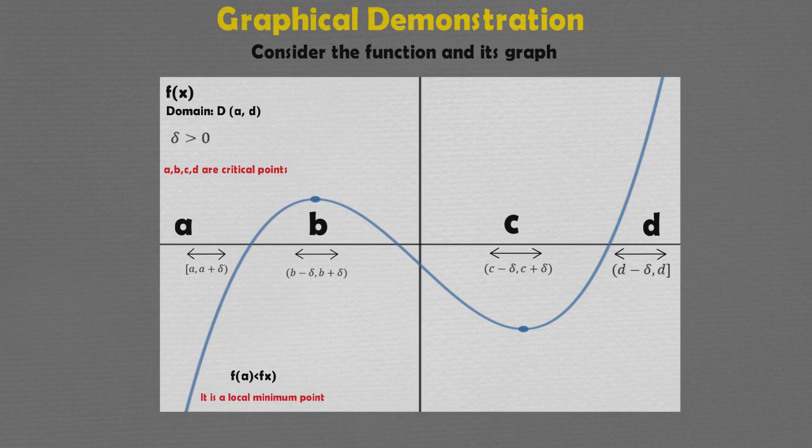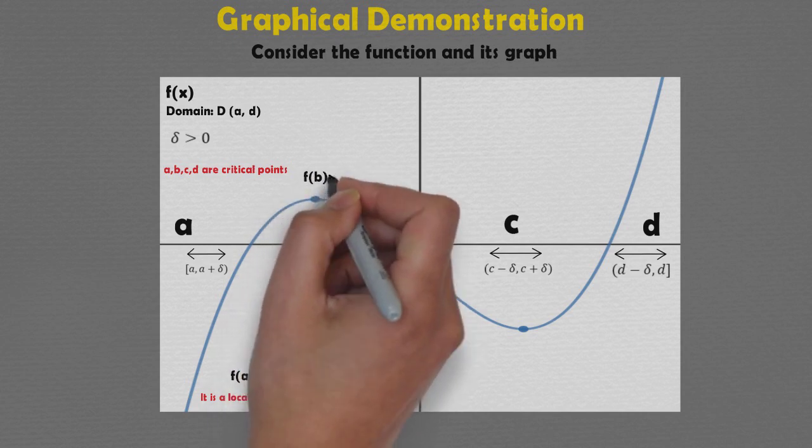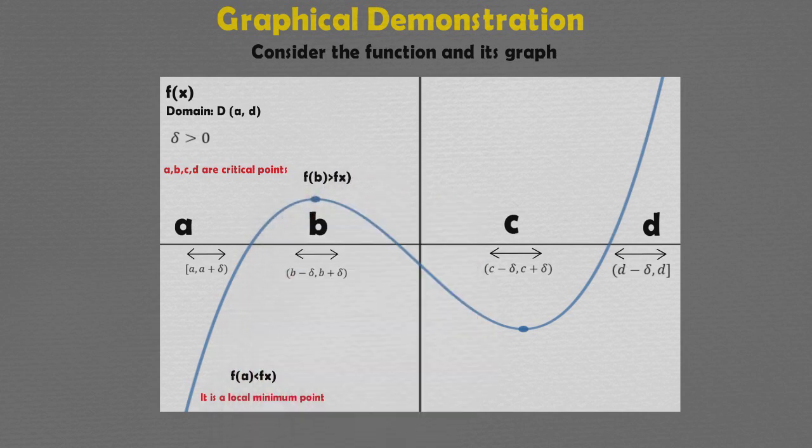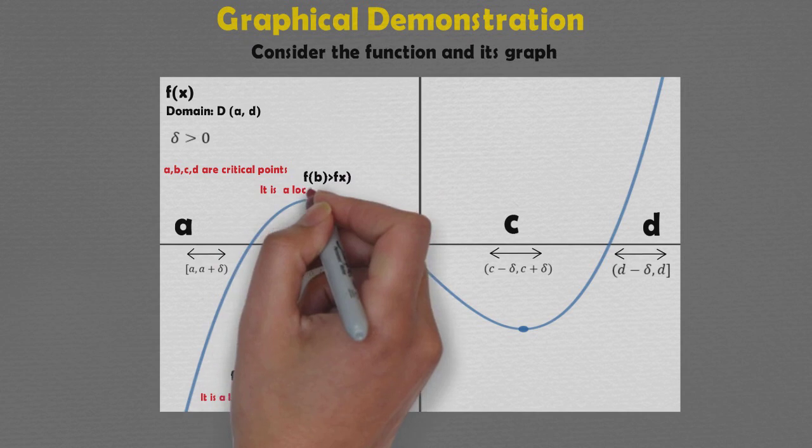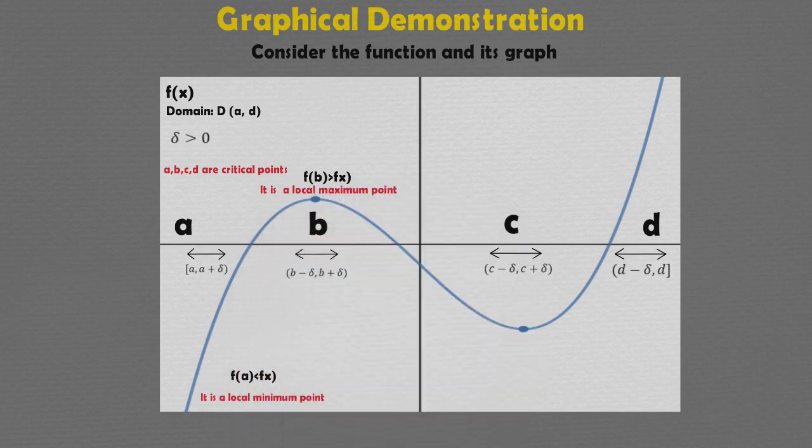Similarly, analyzing interval 2, that is from b minus delta to b plus delta. In this interval at b, the value of the function is the maximum, which is f of b. That is, f of b is greater than f of x in this interval, so by definition it is a local maximum point.